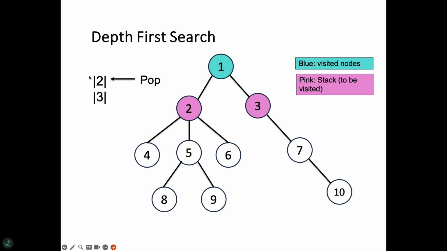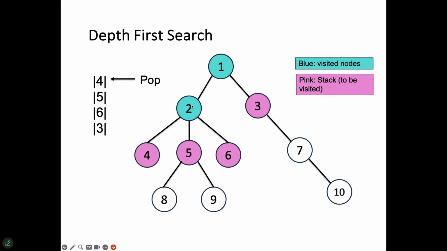Okay. Now, the next node that I'm going to visit is 2, right? Because this is last in, first out. So if I click to go to the next slide, you would expect that I'm going to visit 2, right? Now, I'm going to visit 2, which means in order to fully visit a node, as I mentioned earlier, you have to explore all its children, all its adjacent nodes. Now from 2, we could go to 4, 5, 6. So these 3 nodes are going to be added to our stack, right?